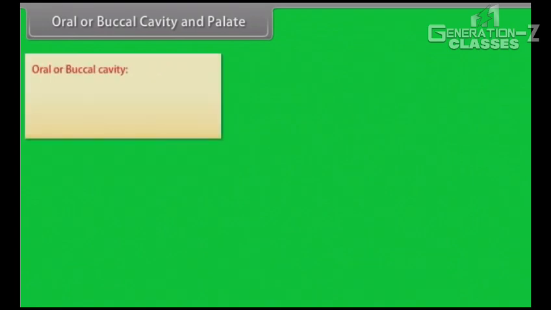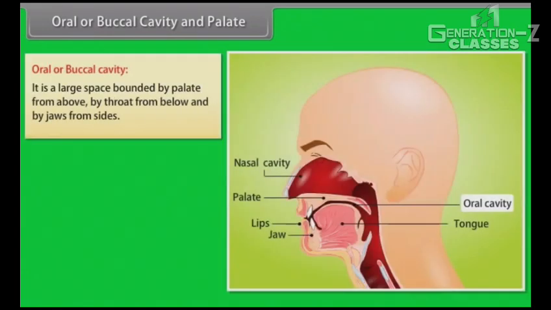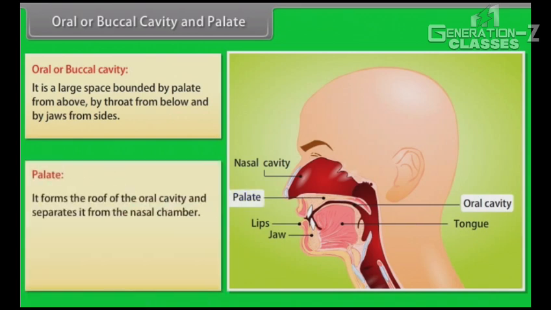Oral or buccal cavity and palate. Oral or buccal cavity: it is a large space bounded by the palate from above, by the throat from below, and by the jaws from the sides. Palate: it forms the roof of the oral cavity and separates it from the nasal chamber. It is divided into two parts, hard palate and soft palate.